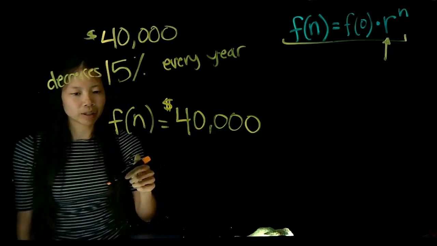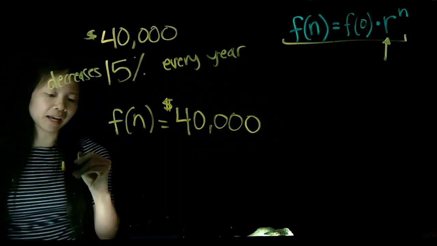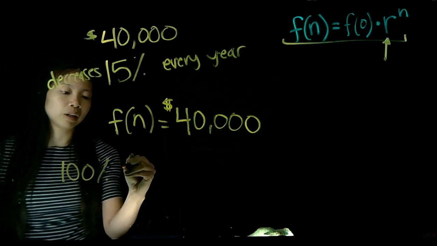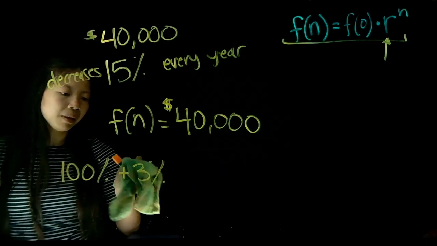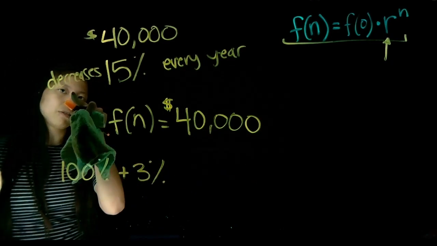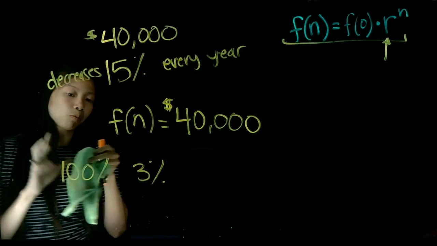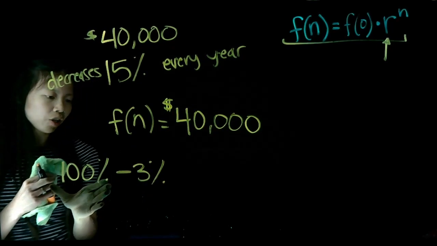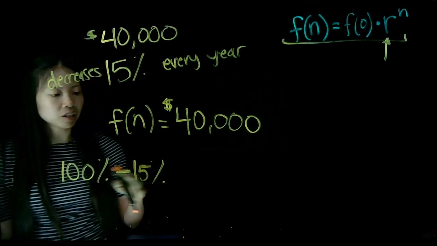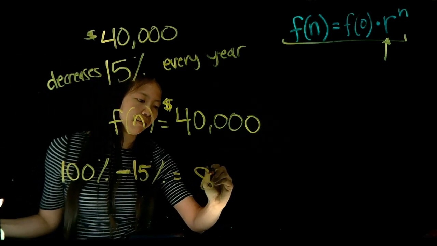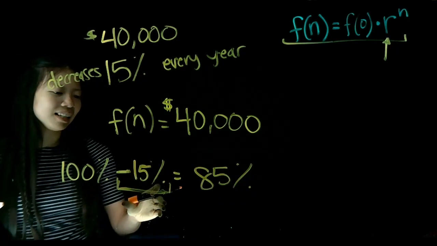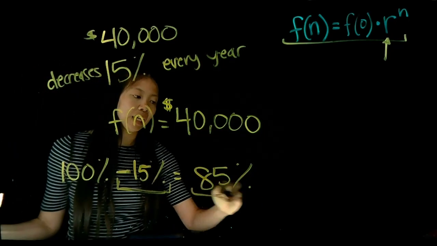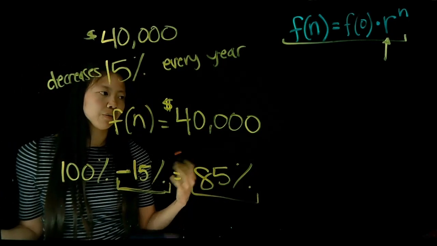So Emma was showing us how on the last example we had 100% and then we're gaining 3% every year. We're implementing a similar idea, but instead of increasing, we're now decreasing. So instead of adding, we're actually going to be subtracting, because 100% of my car's value is now losing 15%, and that is the same as 85%. So losing 15% each year is the same as only keeping 85% of its original value every year.